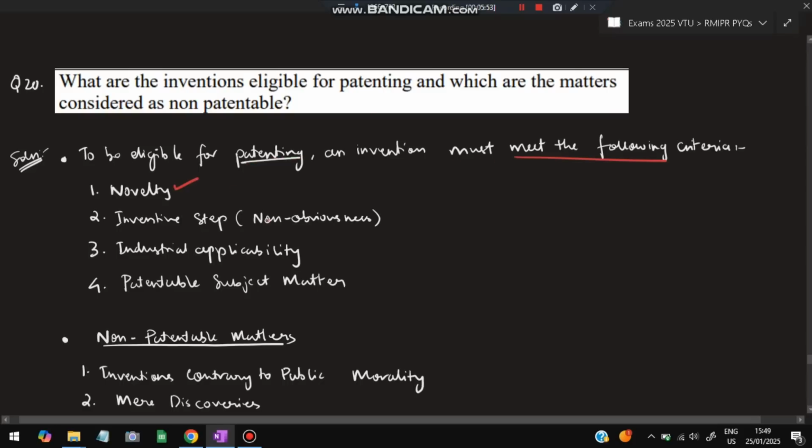Novelty means the invention should be new and not disclosed anywhere in the public domain before the filing date. Example: a new drug to treat a specific disease. It should not be disclosed in any public domain. Firstly, it has to be applied in the portal, okay.